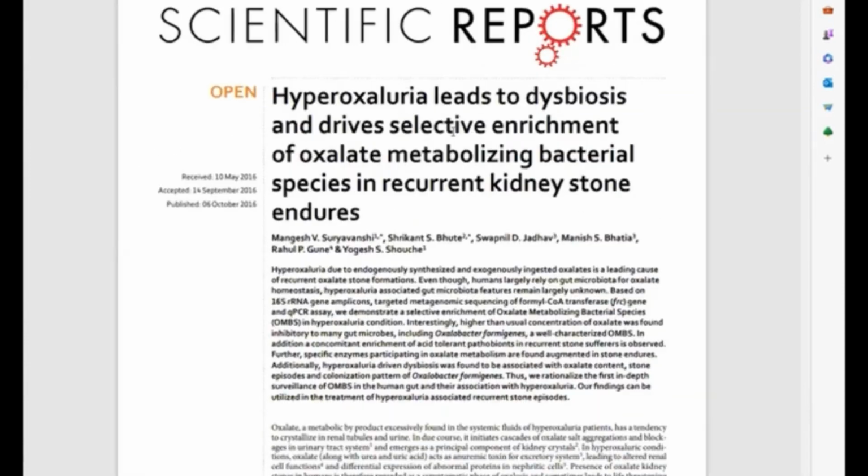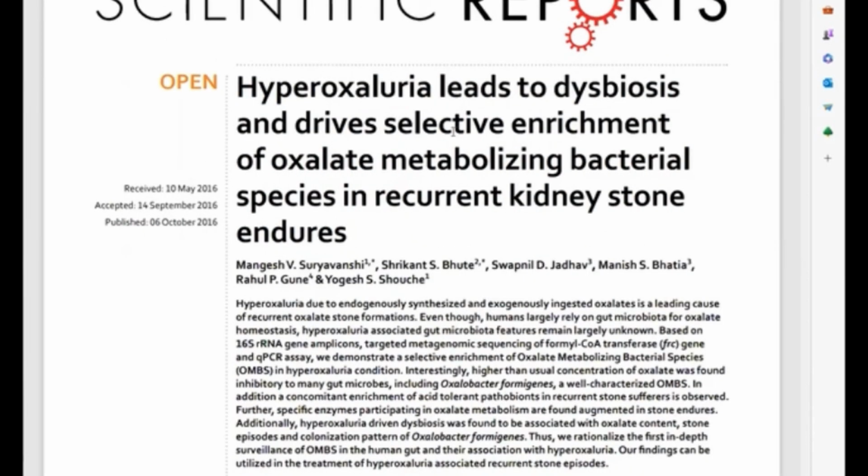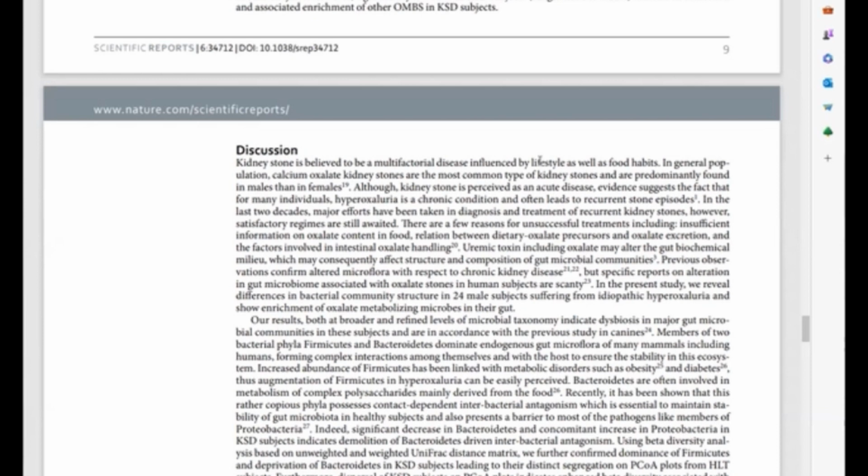I want you to see how there's this dysbiosis link to hyperoxaluria. Hyperoxaluria leads to dysbiosis and drives selective enrichment of oxalate metabolizing bacterial species. Now, obviously, this is for recurrent kidney stones, but it can also apply to you guys, even if you've not had kidney stones. You don't have to have a kidney stone in order to be producing oxalates in your kidney or stones or crystals and passing them and causing irritation to the bladder. So just keep that in mind. These journals may be focusing on just the stones, but it can be extrapolated as well.